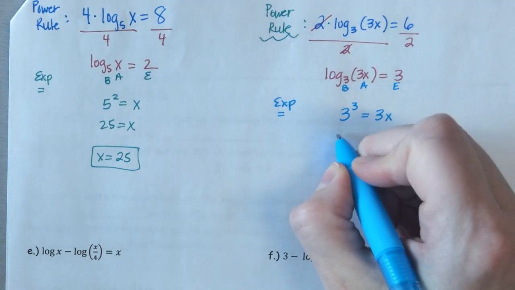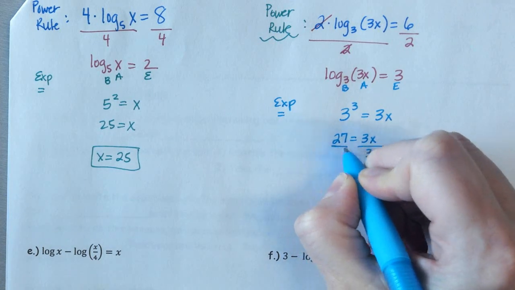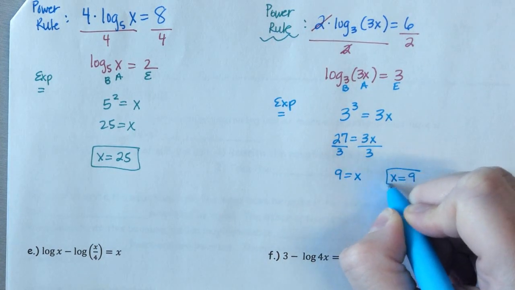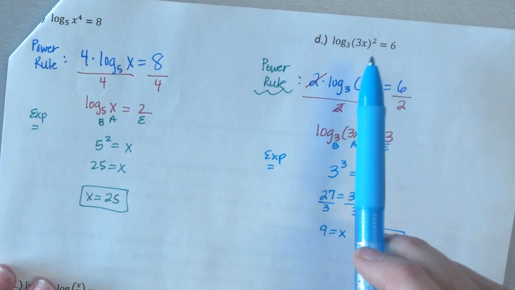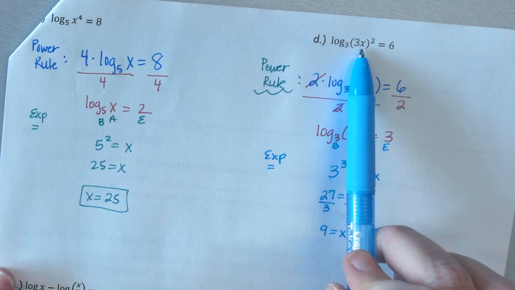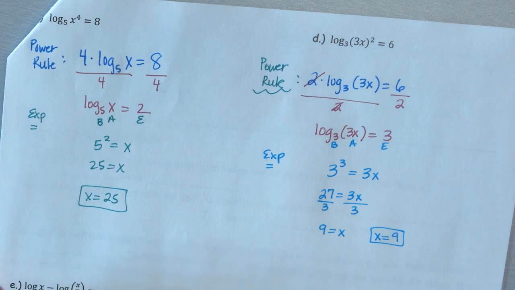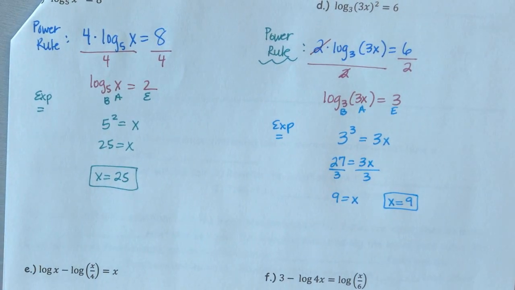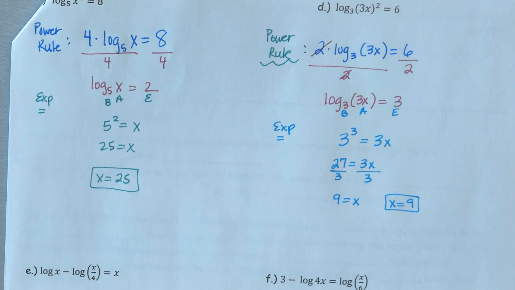What is 3 to the 3rd? 27. 27 equals 3x, so I'll divide each side by 3. I'll get 9 equals x. I only have that one answer, so feel free to do a plug-in in your head. So 3 times 9, 27. 27 squared is going to be a positive number. Okay, so I don't have to worry about any extraneous solutions, any invalid solutions. Okay? All right. Now, we're going to go to part E.